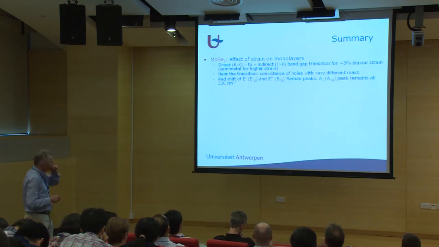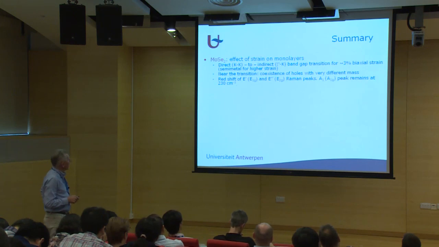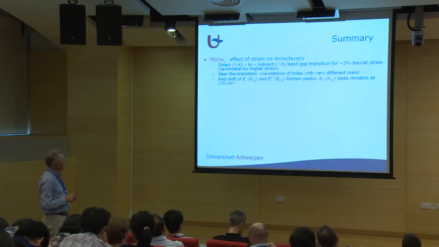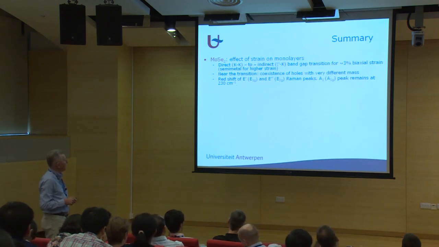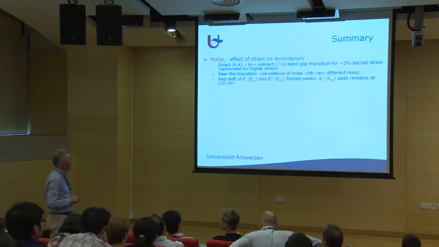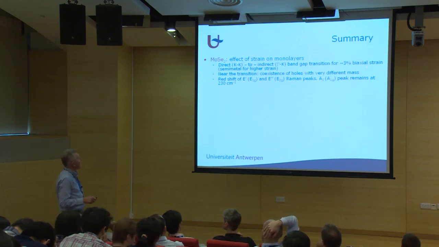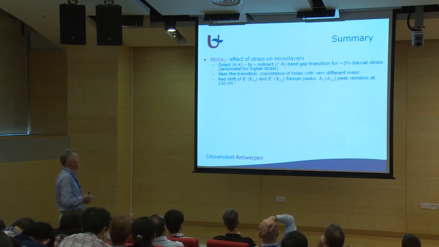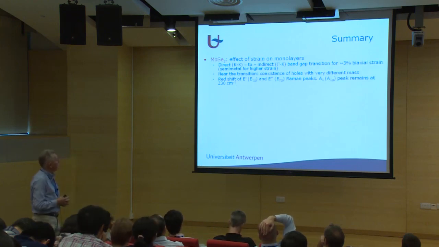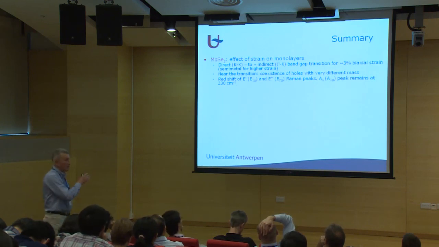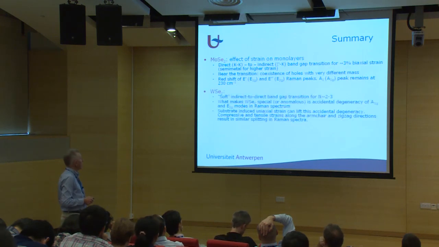So the summary. I studied the effect of strain on monolayer molybdenum diselenide, where you get a direct to indirect band gap transition when you apply about 3 to 4% of biaxial strain. If you go even to higher strain, you get a semi-metal. And near the transition, you get a coexistence of different Hall states with very different masses. We also found that the Raman peaks shift, but the dominant one, the out-of-plane one, does not change much with strain.